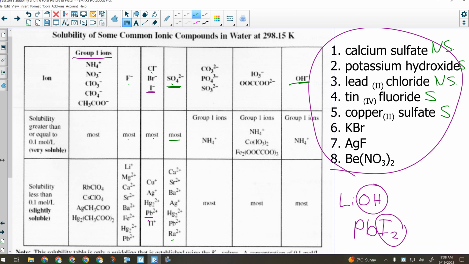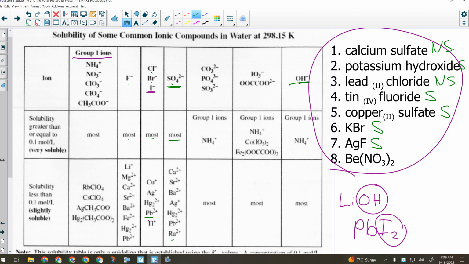Okay, and then we have potassium bromide. All right, so we find bromine is right here. Says it's soluble with most things. And I do not see potassium listed here in the not soluble row. So that one is soluble. Okay, silver fluoride, so fluorine is right here, soluble with most things. I don't see silver listed down here in the not soluble, so that one is soluble.